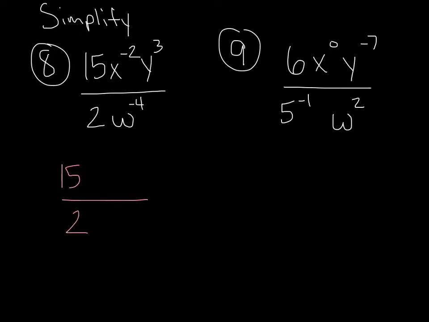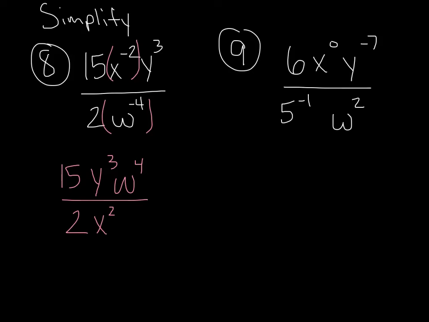That x right here is to the negative 2, which means it needs to move to the bottom. So we have x to the second goes to the bottom. That y to the third is positive, so that stays where it is, which is on top. On the bottom you have w to the negative 4. Well, since it's negative on the bottom, it needs to move to the top. So really all this is moving some stuff around. Okay, so our answer is 15y to the third, w to the fourth, over 2x to the second.